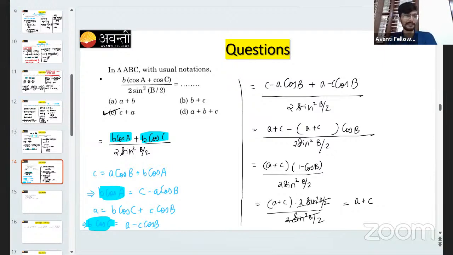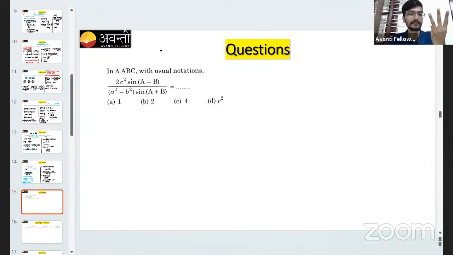Got it? Thumbs up. Okay. I hope it is clear. If yes, we can look at the next question. Now, next question is very interesting. So I'll give you 30 seconds. Only 30 seconds to think about how to proceed with the question. It is a very good question. You can mark it important.